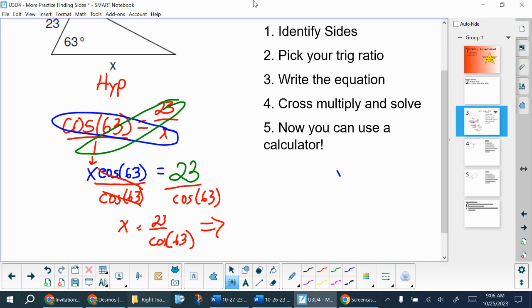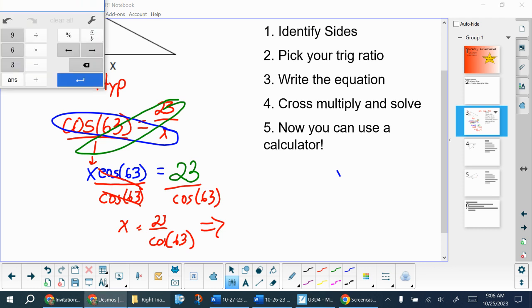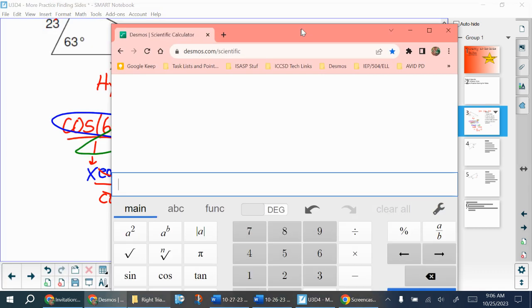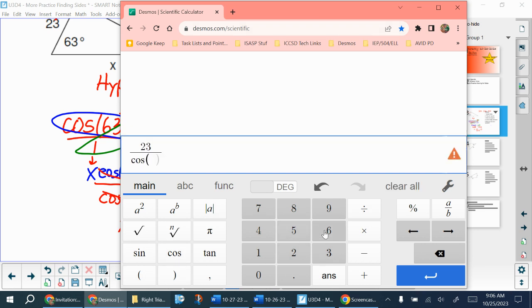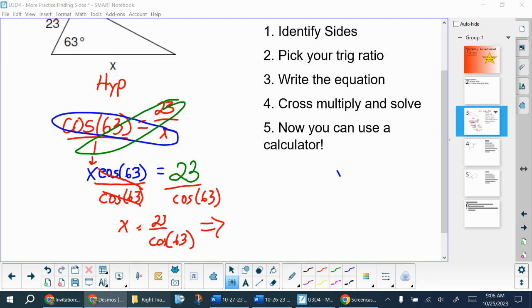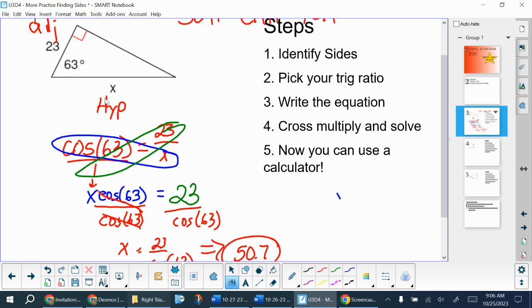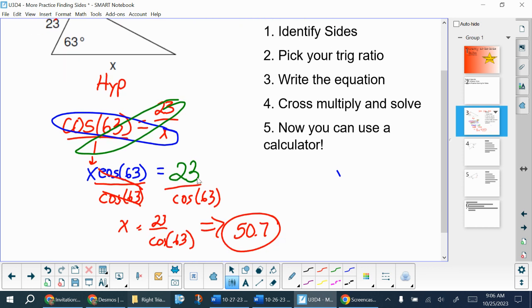This is the first step where I've touched my calculator. Everything else has just been algebra, doing the algebra on the paper by myself. All right, so I pull out my calculator, and I had 23 divided by the cosine of 63. And my calculator says 50.66, so I'm going to round that to 50.7 when I write that down. Okay, so it's 50.7. We're rounding it to the nearest tenth. So again, I identified my sides. I want to see them written down. I wrote my equation. I cross multiplied, and I solved before I typed anything in my calculator.